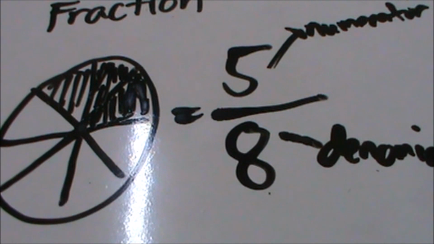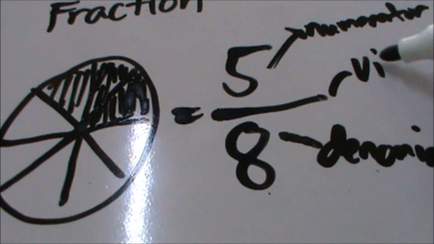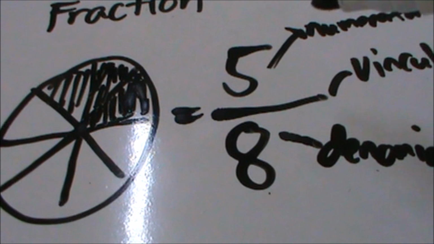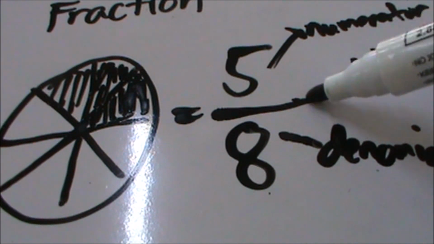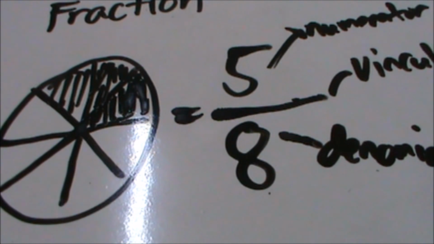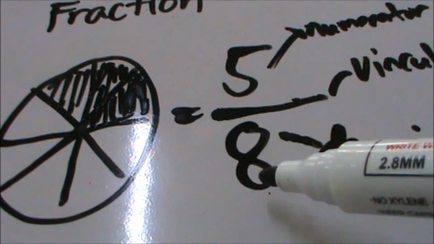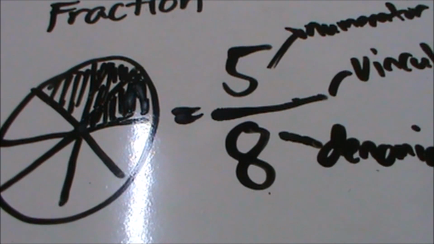And this is the vinculum, the fraction bar which indicates division. This is what we call the vinculum, and this indicates division. The denominator is the divisor, hence it shows how many parts a whole is divided into.